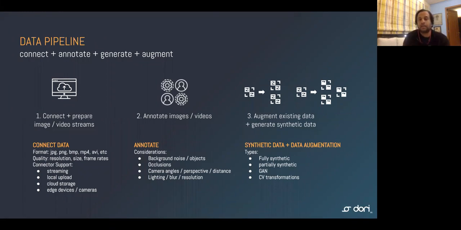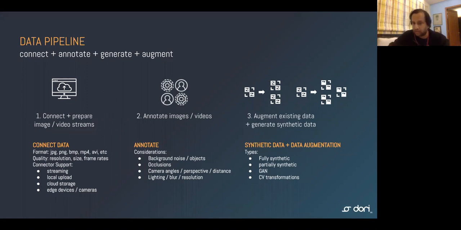Second, on the annotation side of things, definitely look at what type of noise is present in the images or videos that you're ingesting. You may have to annotate things differently based on various occlusions or perspectives. Again, these are considerations where synthetic data generation can definitely help, by generating some of that missing data.